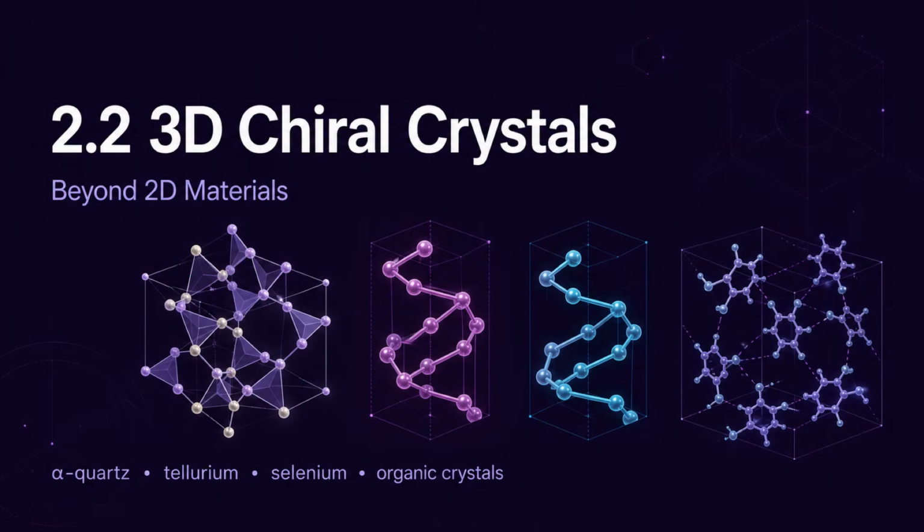Now let's move beyond 2D materials to explore chiral phonons in 3D bulk crystals. We'll examine alpha quartz, tellurium, selenium, and chiral organic crystals. In these systems, structural chirality arises from the crystal lattice itself, not just broken inversion symmetry.